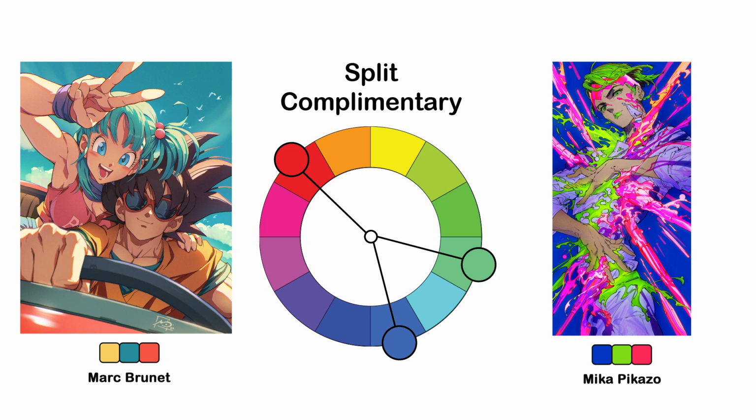Next, we have split complementary. This harmony is very similar to the last one, but you can think of it as a slightly toned down version. Instead of picking red and cyan, we pick red and the two colors directly neighboring the polar opposite color. In this case, the polar opposite is cyan, and the closest neighbors are cyan green and blue cyan. This one also feels fairly attention-grabbing and high energy thanks to the contrasting colors. However, it's less obvious because the colors aren't directly contrasting. This adds a bit more visual interest.